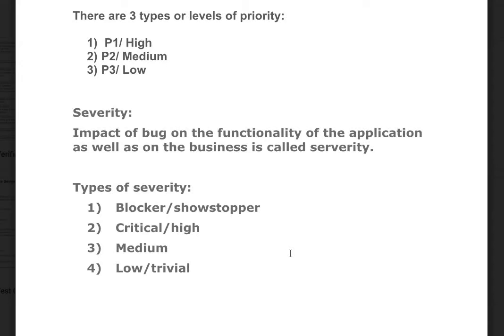Now suppose you are able to log in, but you are not able to add your product into the cart, or after a certain interval of time you are not able to see the different products in that particular Amazon application. So these types of issues or bugs will be considered as a high severity, because these all have a major or critical impact on the functionality of an application as well as on the business. So this is why we can consider this type of issues as a critical or high severity.